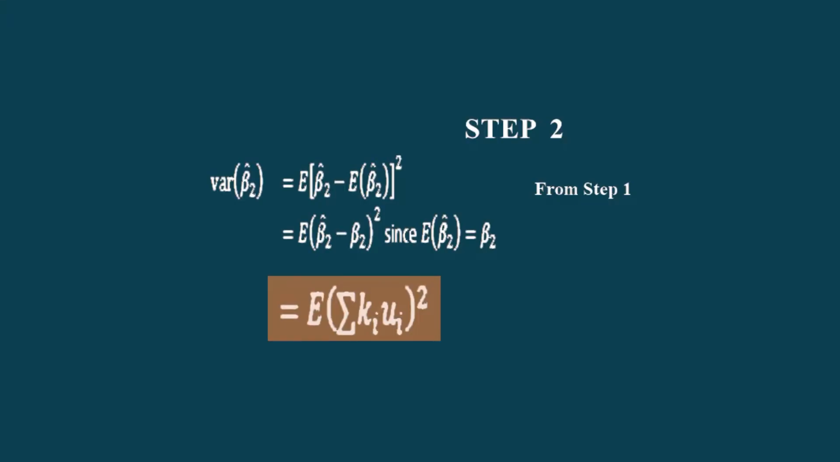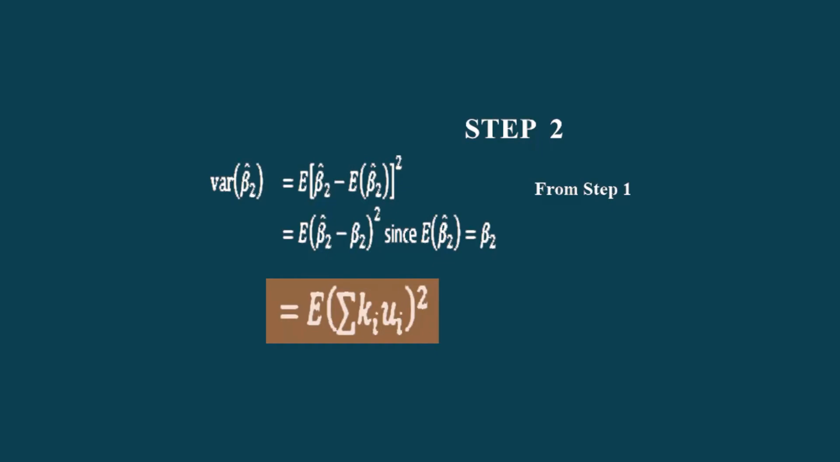Now beta 2 hat minus beta 2 is basically equal to summation of ki ui, because in the last step of the unbiasedness property we have seen that beta 2 hat minus beta 2 is actually given by the weight, which is assigned as ki, multiplied by ui. Since it's a variance, we have to square it off. So we have to square this entire expression, summation ki ui whole square.